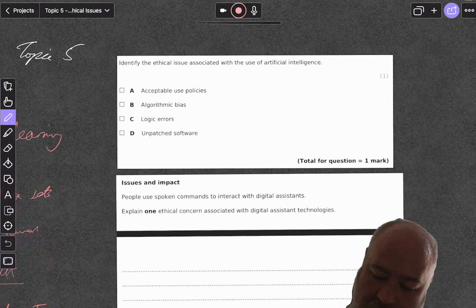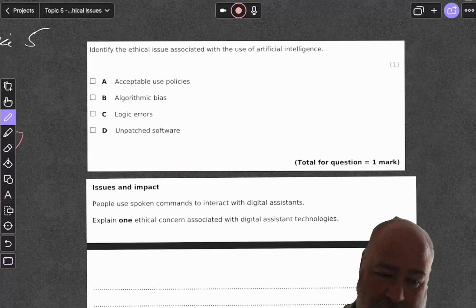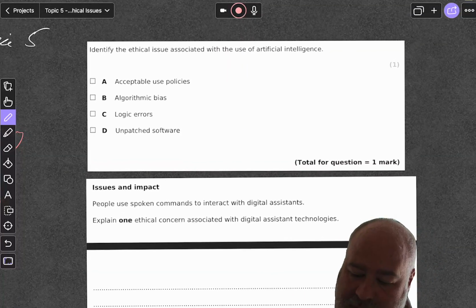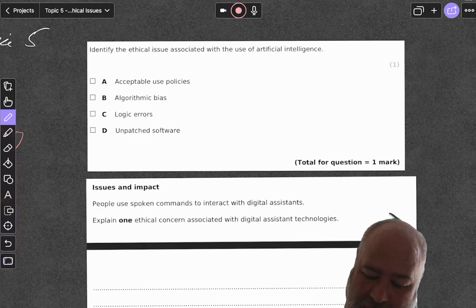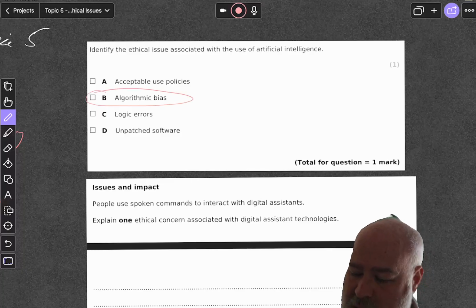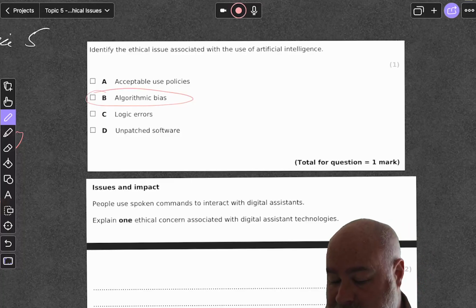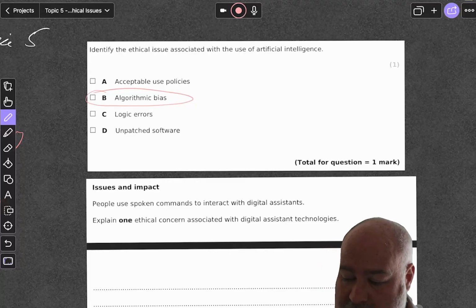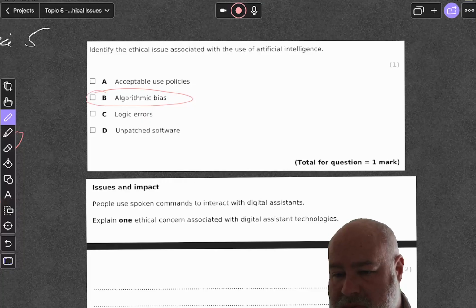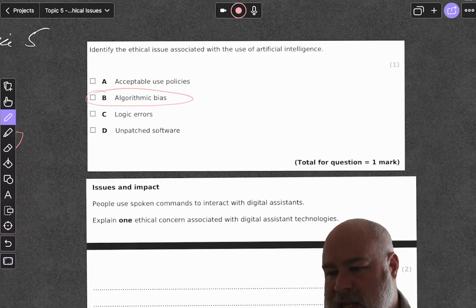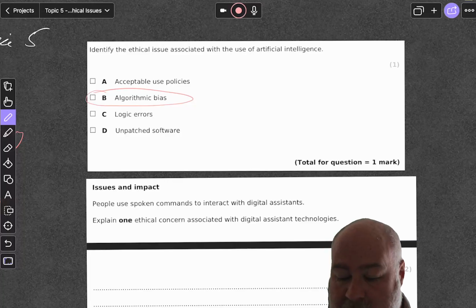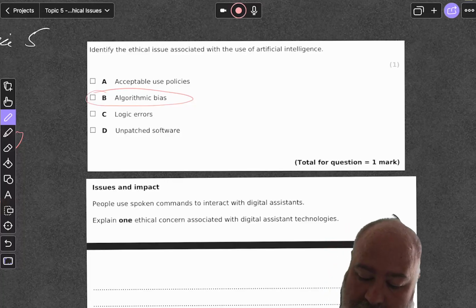Let's have a look at some exam questions just to get a better context of what you might actually be asked. So, identify the ethical issue associated with the use of artificial intelligence. Well, the ethical issue here is the algorithms used for the AI system could have some bias in them. They could be steered one way or another, based on what the particular government or company want to define that issue or potential issues, for example racism, as. So that's the only answer there.